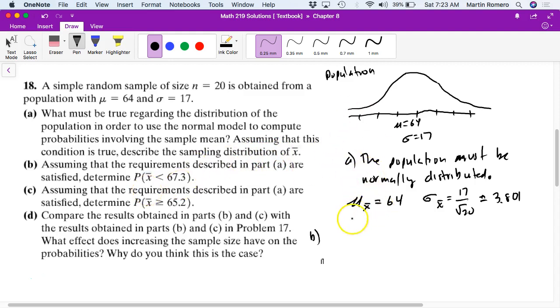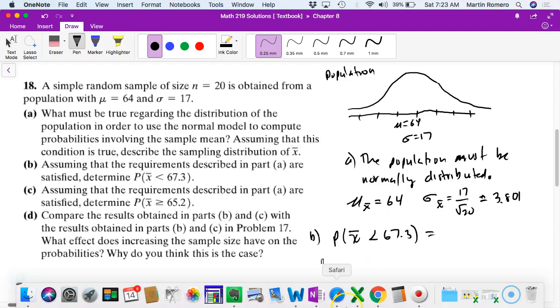Now we're going to use that information to answer B, assuming the requirements described in part A are satisfied, meaning that it's normally distributed. Then we can apply the normal rules to this. Then we can use the normal calculator. What's the probability that the mean is greater than 67.3? In this case, we would go to StatCrunch.